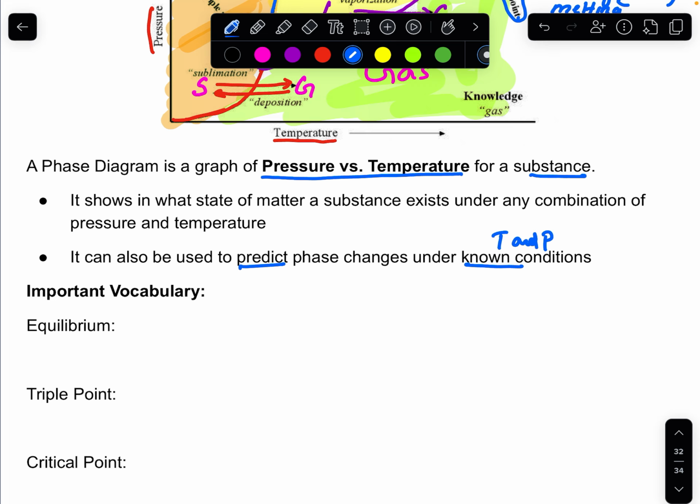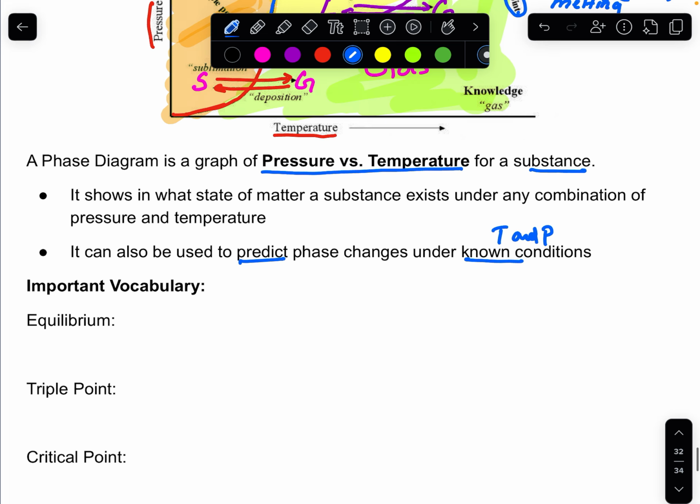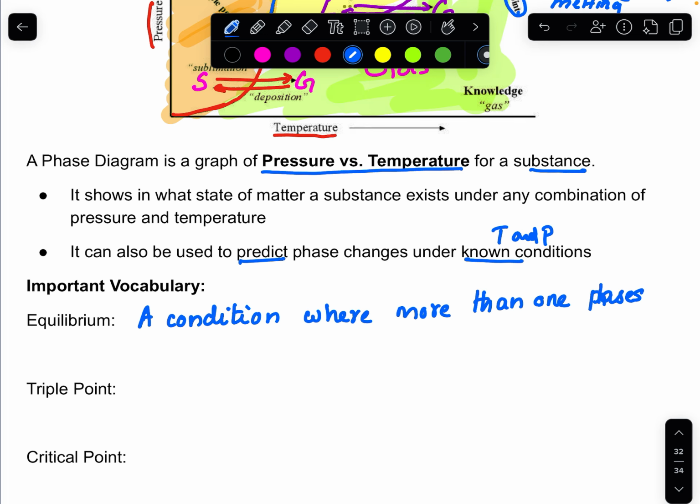Go ahead and write: a condition where more than one phase exist together, exist at the same time.